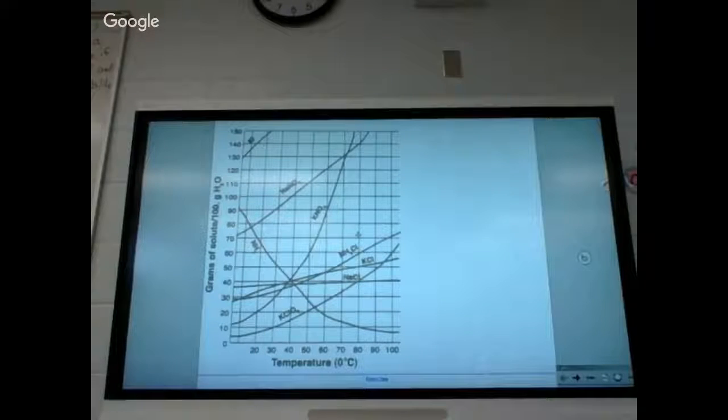We didn't have a practice before, that's why we're doing it now. It works the same way. Every question on there works like what we just did. You have to find the right line. So in question 1, it says, which solid is least soluble at 20? What do you look for to know least soluble? Top or bottom of the graph?